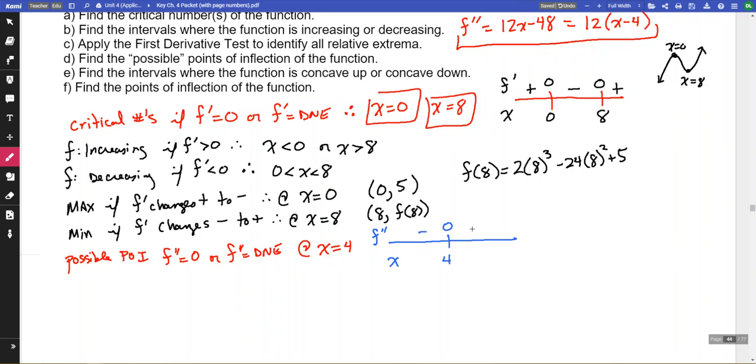If I'm to the right of 4, my second derivative is positive. And notice that I'm concave down there and concave up there, and I have my point of inflection where that concavity changes. So f double prime is greater than 0, I'm going to be concave up, right? And that's going to be if x is greater than 4.